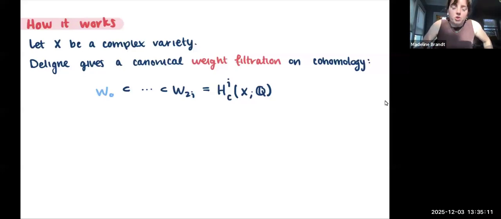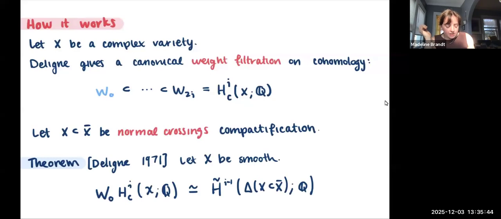So here's the theory behind how this works. There's a theorem of Deligne that makes this all go. I'm going to let X now just be a complex variety. Deligne gives a canonical weight filtration on its cohomology. So if I look at the rational cohomology of my complex variety, there's a canonical way to break this up into some subspaces. And this W0 one is the one that combinatorics will be able to say something about.